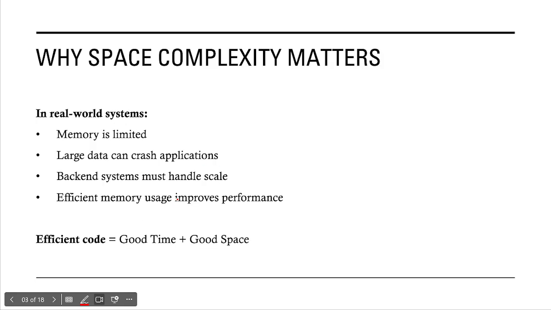Now, why does space complexity matter? In real world systems, memory is not unlimited. Which means if your code creates too many arrays or objects, your application can slow down or even crash. Backend systems handle millions of users in a day and in a millisecond also. If memory usage is very high, the server becomes expensive. So good code means good time complexity plus good space complexity.